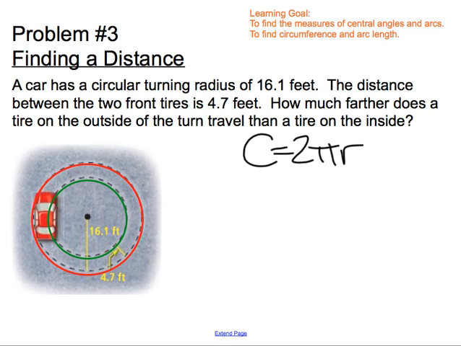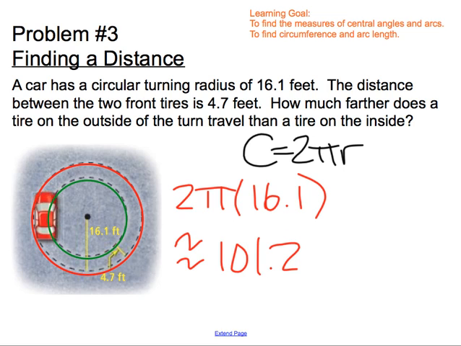So the circumference of the red circle is going to be 2 times pi times the radius, which is 16.1. So multiplying this out on the calculator, 2 times pi times 16.1, rounded to the nearest tenth, we find that this is about 101.2 feet.